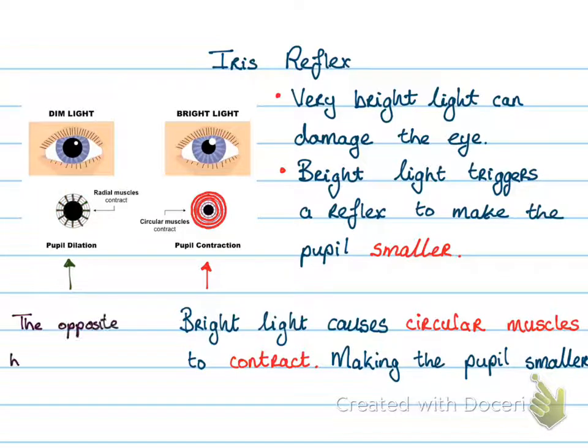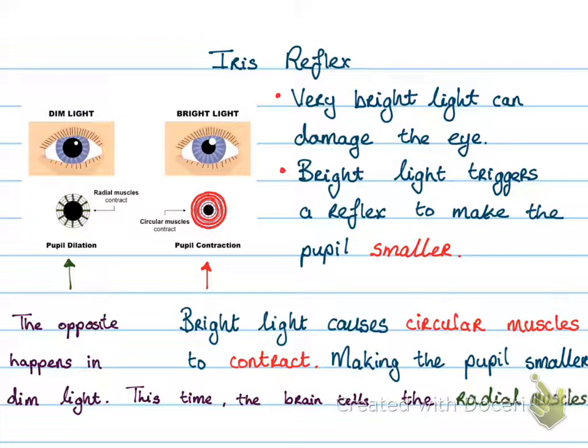In dim light, however, the opposite happens. This time, the brain tells the radial muscles to contract, which I've coloured in green, causing the pupil size to increase.